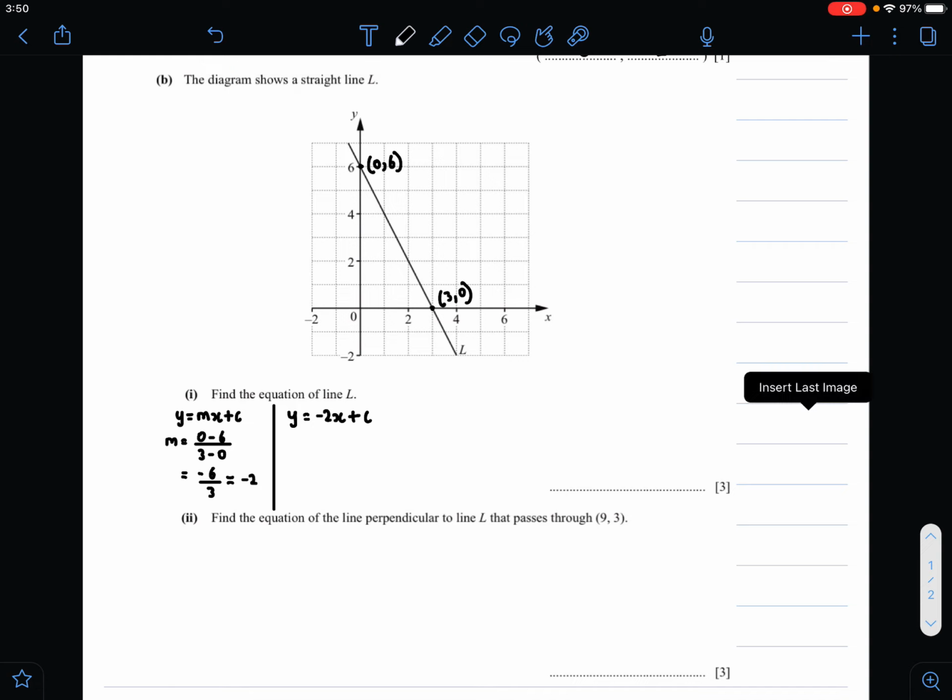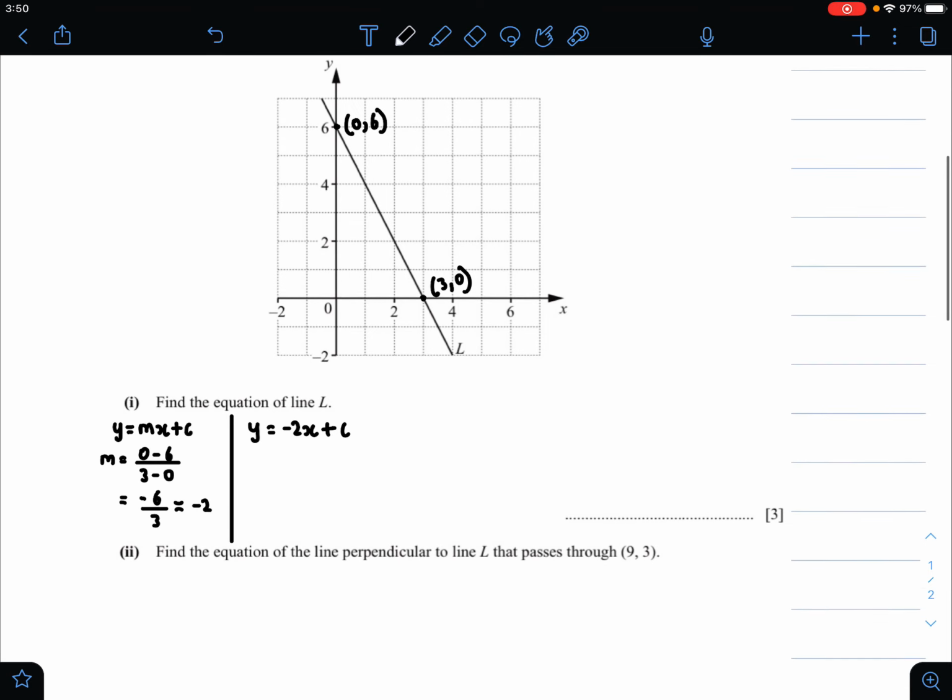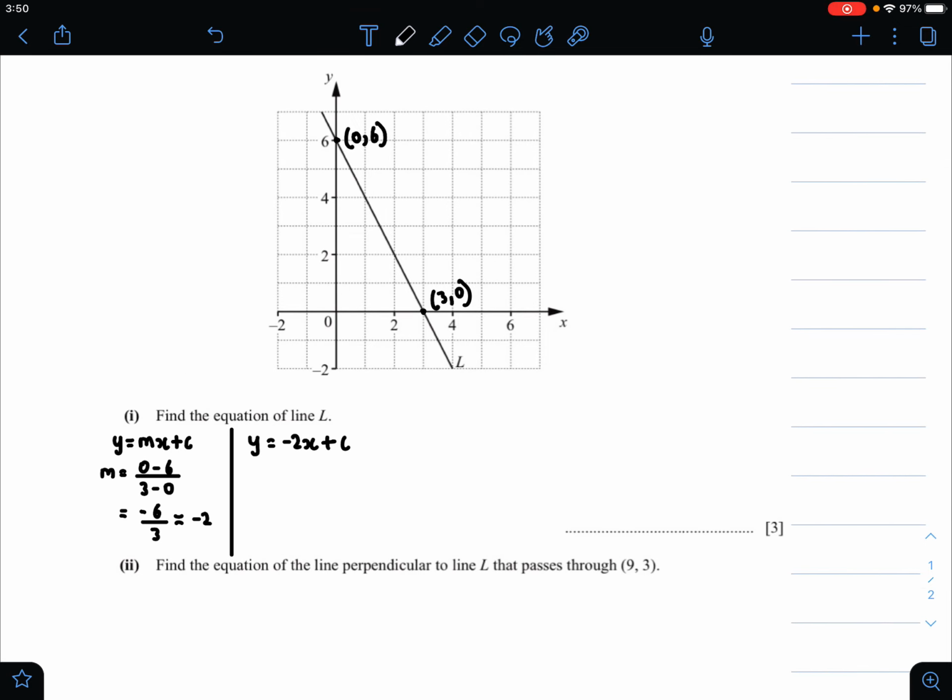Now to find the value of c is very easy. The value of c is the y-intercept, and as you can see, they've shown us here that the line intercepts the y-axis at the point 0, 6, and the y-coordinate over there is 6. So your final answer will be y is equal to minus 2x plus 6. You can write that in the position where you're supposed to write your final answer. So y is equal to minus 2x plus 6.